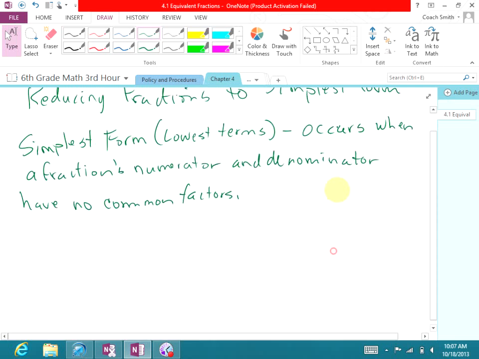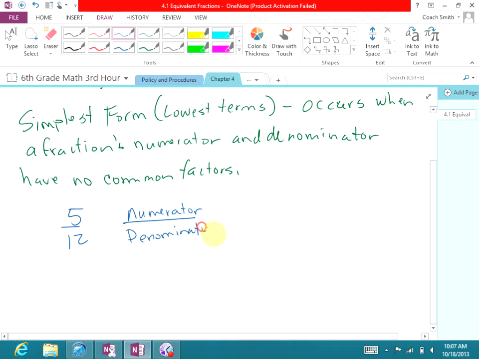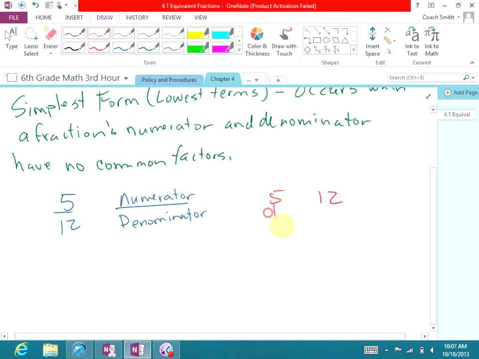Okay? For example, if I had the fraction 5 over 12, okay? First of all, this is the numerator, and this is the denominator. Okay, it's very important that you know the difference between those two. Okay, but as we look at 5 and 12, well, 5 is already prime. If I prime factor 12, 2, 6, 2, 3, okay, there's no numbers in common. So that means that that is truly in simplest form.